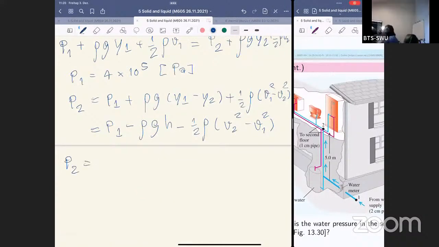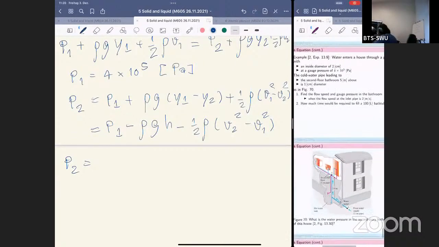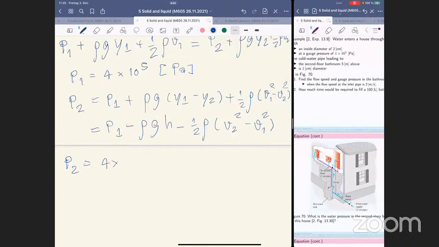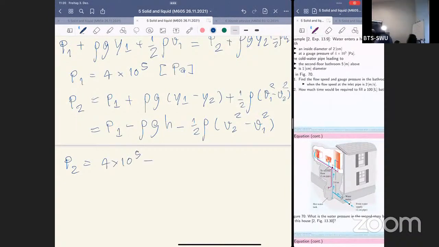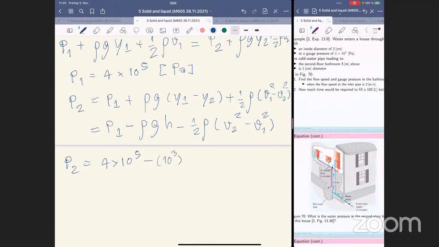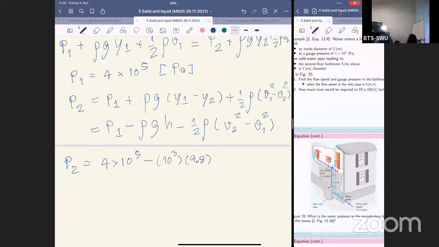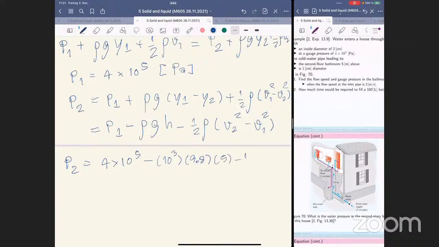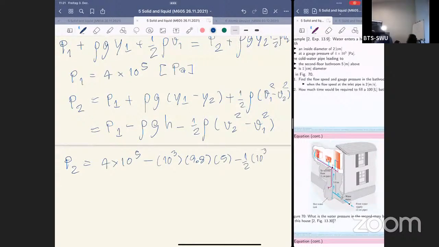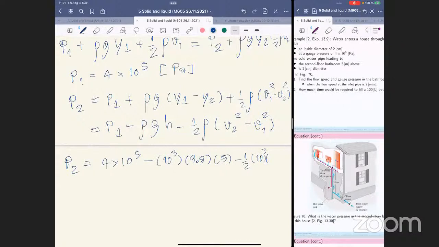P2 will be P1, which is 4 times 10 to 5, minus rho, which is 1000, g is 9.8, h is the height, which is 5, and minus 1 by 2, rho is 1000, V2 squared is 8 squared minus V1, the inlet speed, 2 squared. You put this into the calculator. Let's take a look at the calculator.